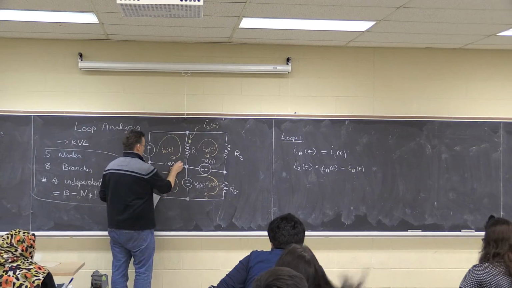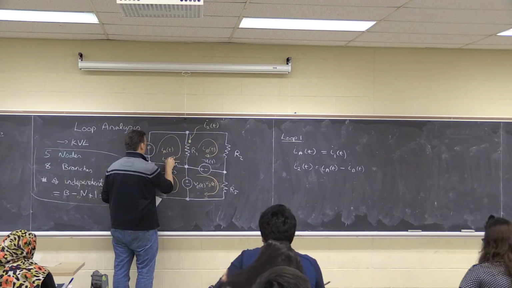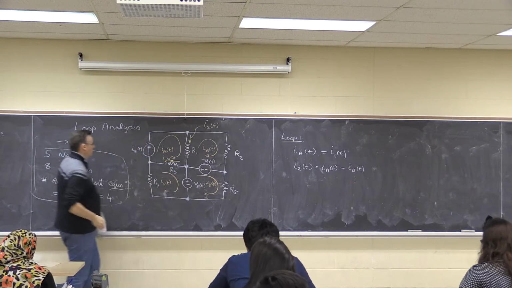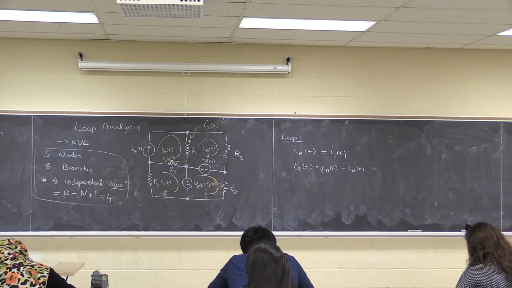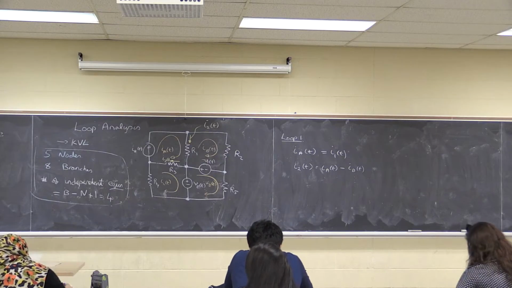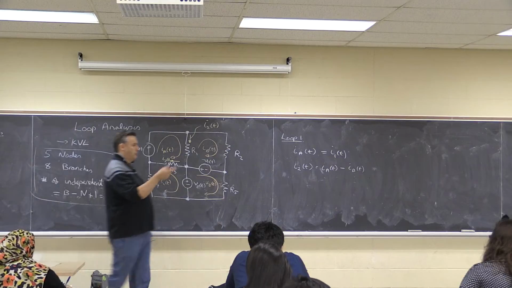I could say that maybe this is I of 3. And remember, we're interested in the current flowing through a single branch, because if we know the current flowing through that branch, and I know the resistance, I know the voltage. Question?